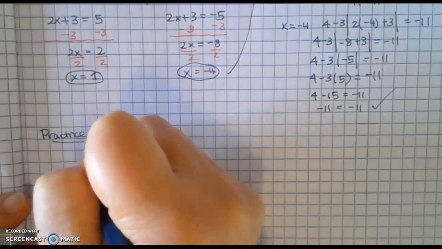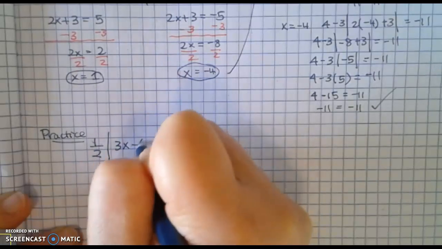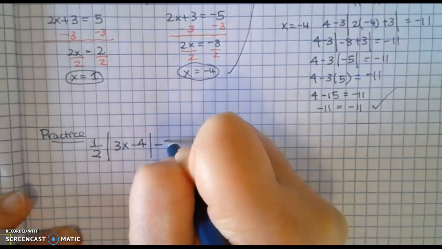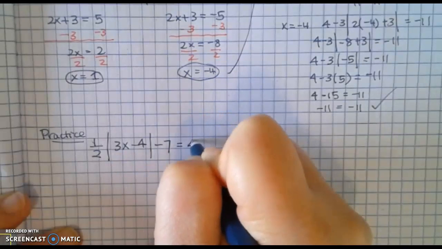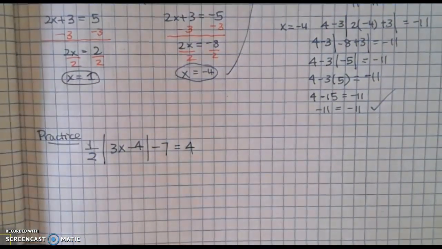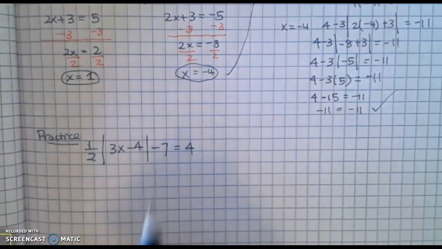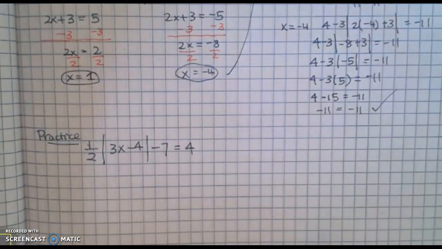is half times absolute value of 3x minus 4, minus 7, is equal to 4. Please pause the video and see if you can solve this now. Alright, so let's go through the answers. I am assuming you have done the work.